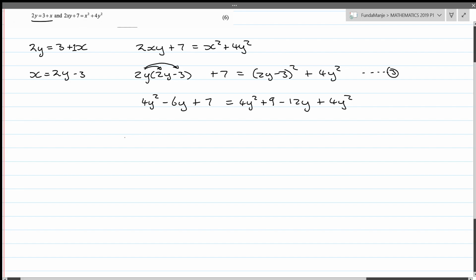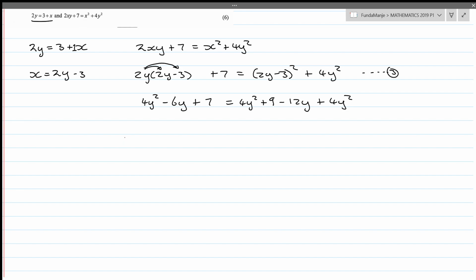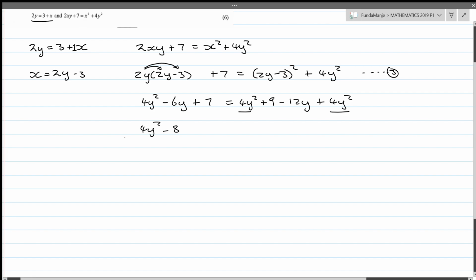Now what you want to do is you want to collect all the like terms such that they are found on one side. So here we're gonna have 4y squared and 4y squared. That is we can move everything from the right hand side to the left hand side. So here we have two like terms, 4y squared and 4y squared. That gives us 8y squared. And we can throw 8y squared to this side such that it is with its like term like that.